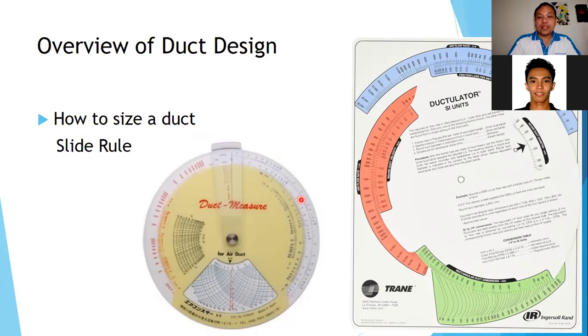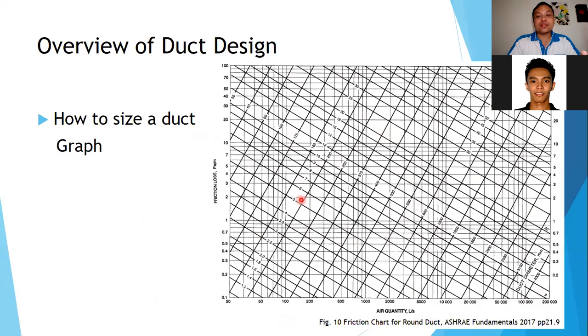So here is, this is the slide rule. This is the graphical representation of it. This graphical representation can be found in Figure 10 at ASHRAE Fundamentals 2017, page 21.9. So it's the same, no? Frictional loss on your horizontal line versus your flow rate, the vertical line. Okay. Or your velocity, the diagonal line here. This one is your diagonal line versus your flow rate. And it will tell you the duct size here on this diagonal line.